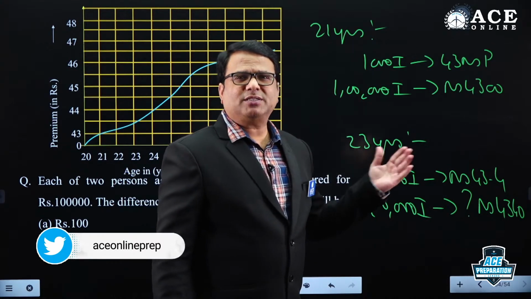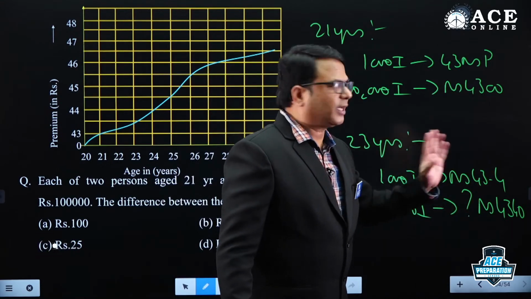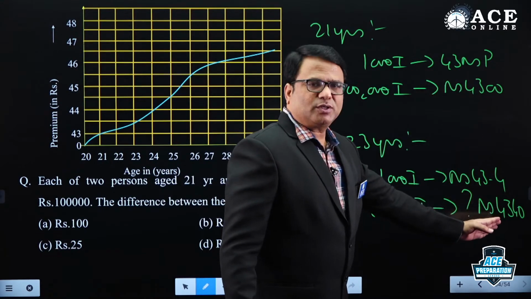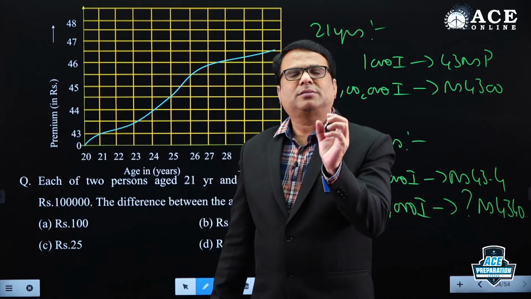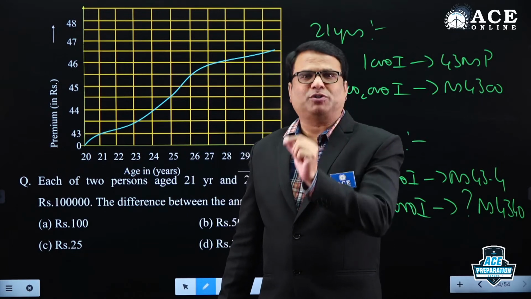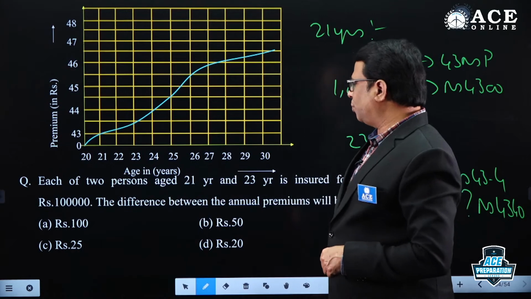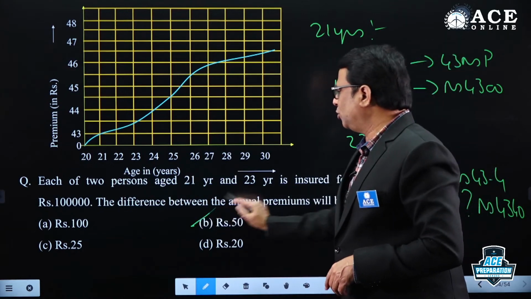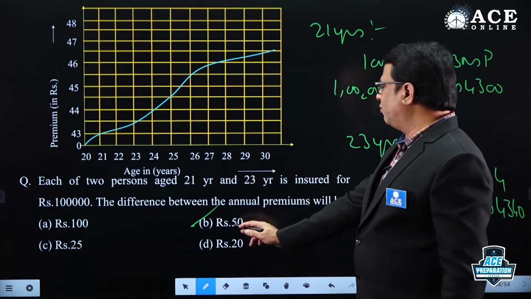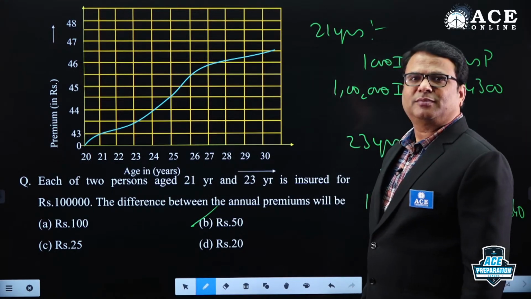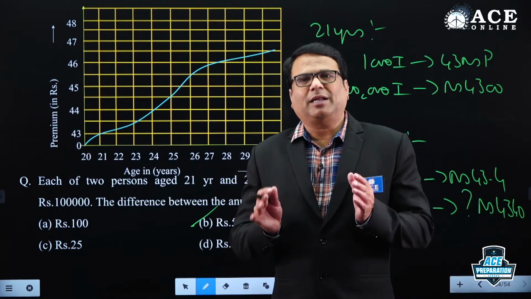So what is the difference in the premium paid? 40 rupees approximately. Here it is 4,300, here it is 4,340. So the difference in the premium paid is 40 rupees approximately, because we have taken these points approximately. So 40 rupees means I can go for 50 rupees safely, because the other options are very, very wide. So I can easily go for 50 rupees. Right? So with this, we have finished the discussion on data interpretation.